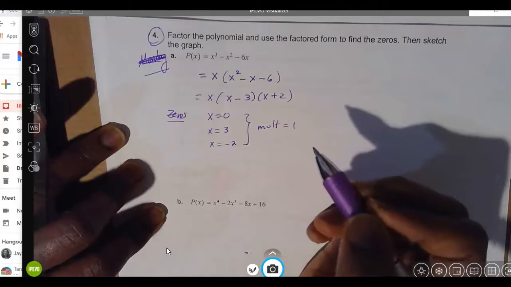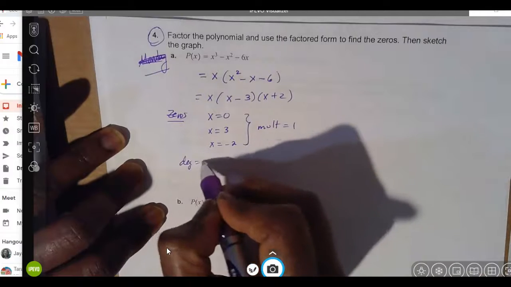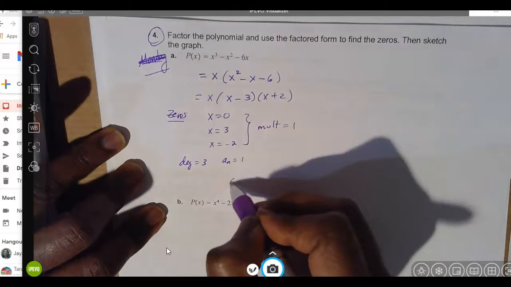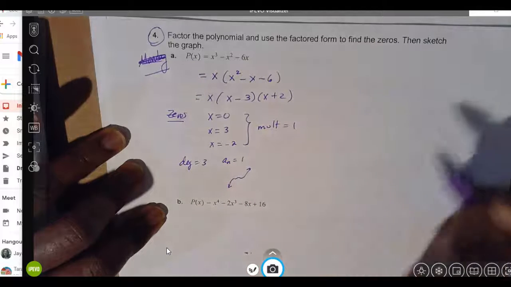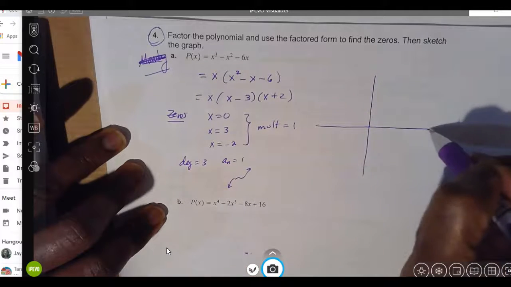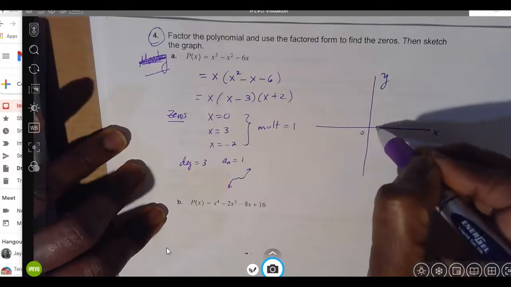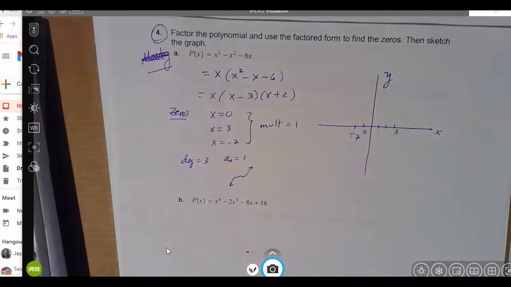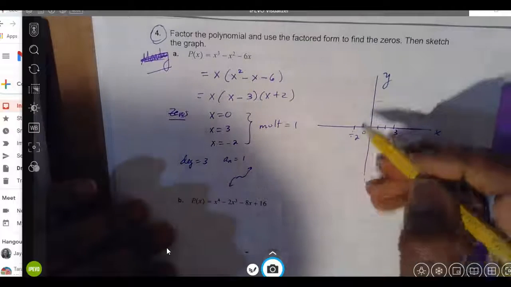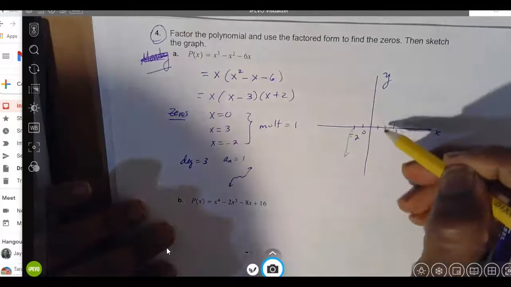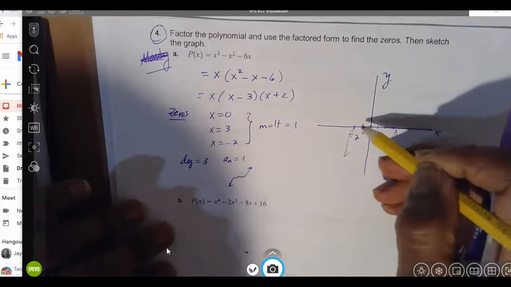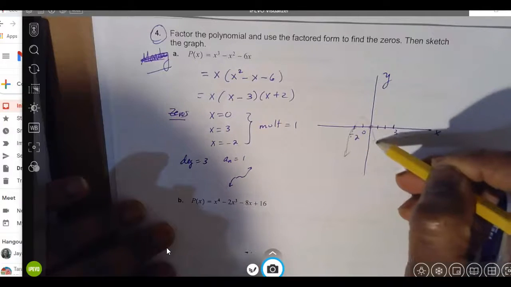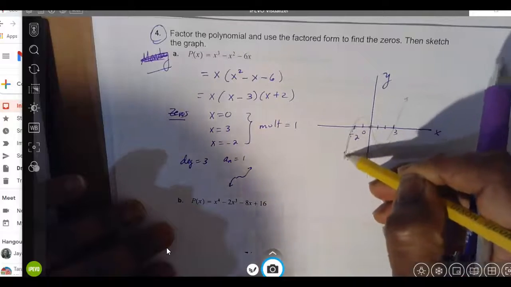And then the leading term test tells you that since the degree is 3, and a_n is 1, a positive value, it is going to go down to the left and up to the right. And there's a rough graph here: 0, 1, 2, 3, and negative 2. So I'm going to use a pencil first, and then we'll get some more accuracy by plotting some points. So 0 is a zero, negative 2 is a zero, 3 is a zero. So it should go up like so, crossing over since the multiplicity is odd.